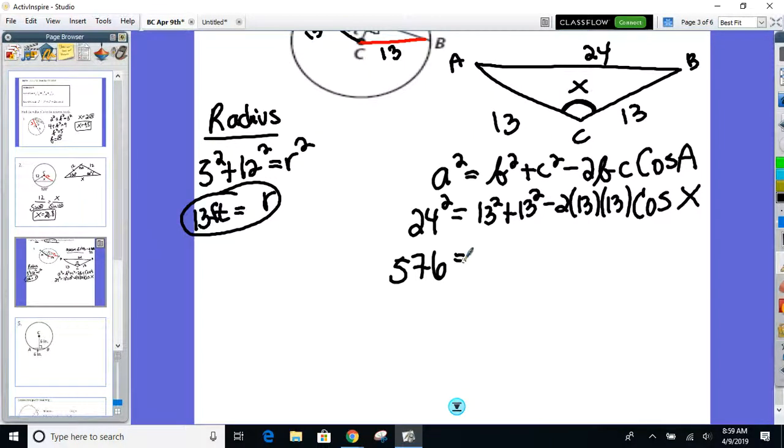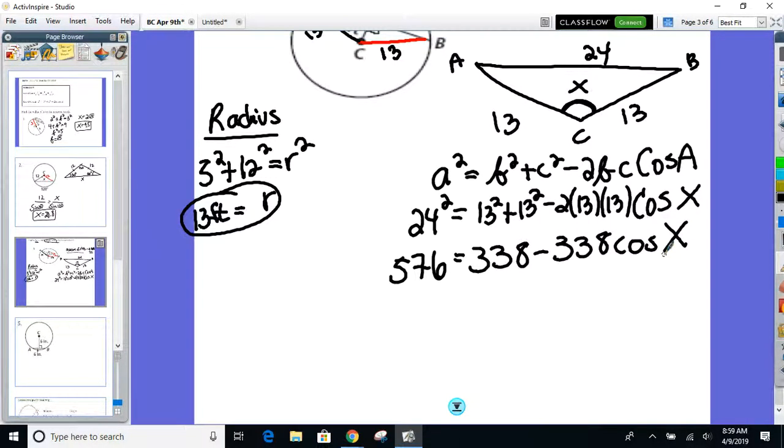Anybody remember I always made a fit about the right side here? You cannot combine all three. Remember that. You can combine 13 squared and 13 squared, but not 2 times 13 times 13, because it's connected with the cosine X. So go ahead, 13 squared plus 13 squared is 338, minus 2 times 13 times 13. You cannot subtract those.